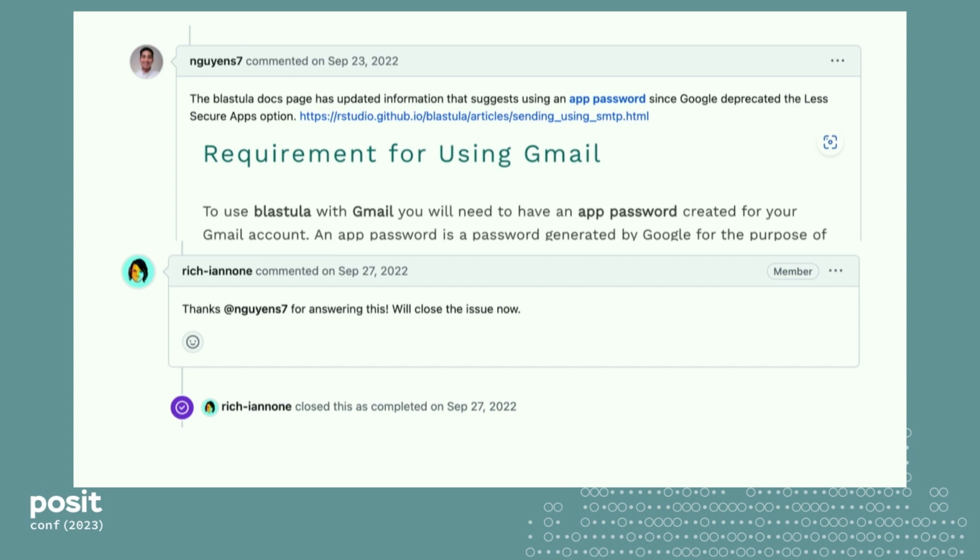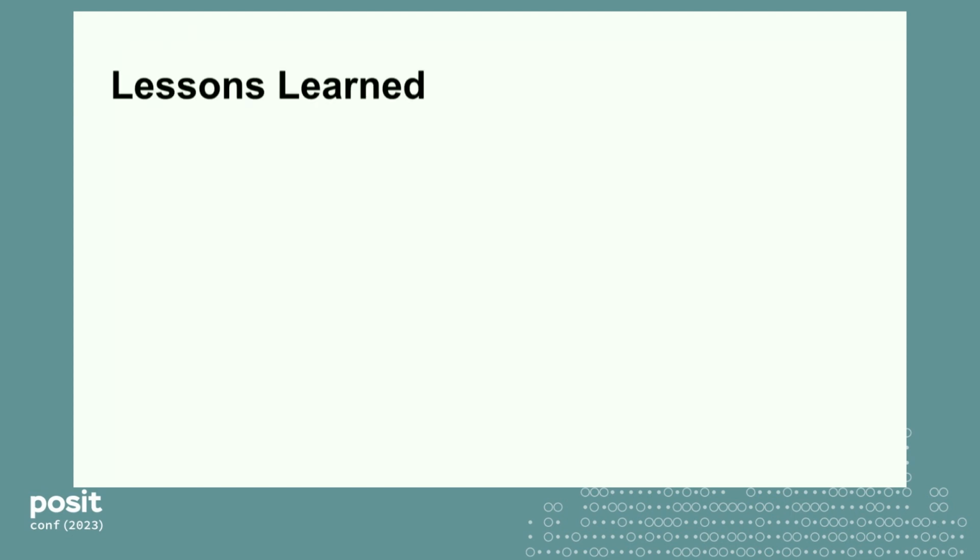So if you're ever running into issues, just search on, obviously Stack Overflow and Google, but then sometimes you can look at the GitHub issues and you actually might be able to find the answer there, right? So now I just use the app password whenever I'm trying to use a Gmail to send out email alerts.